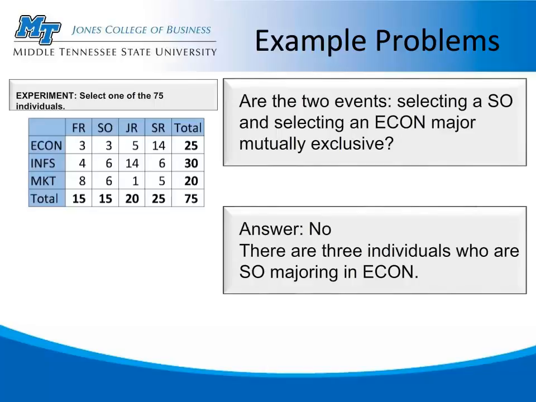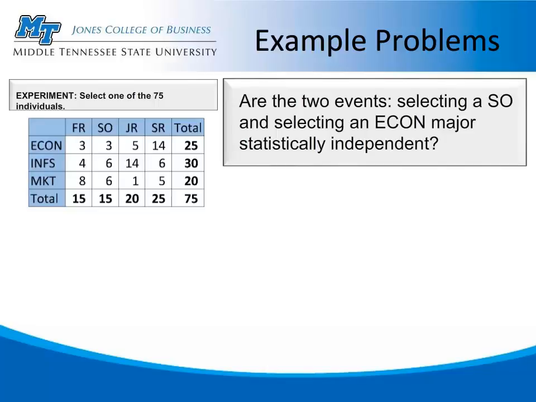Two events are mutually exclusive if they have no outcomes in common. Do we have any people that are sophomores and also economics majors? Well, it turns out there are 3 of those. If you had a cross classification where there was 0 for the entry, then there wouldn't be any outcomes there, and that would mean that those 2 would be mutually exclusive. But here we have 3 sophomores that are majoring in economics, so those 2 events are not mutually exclusive.